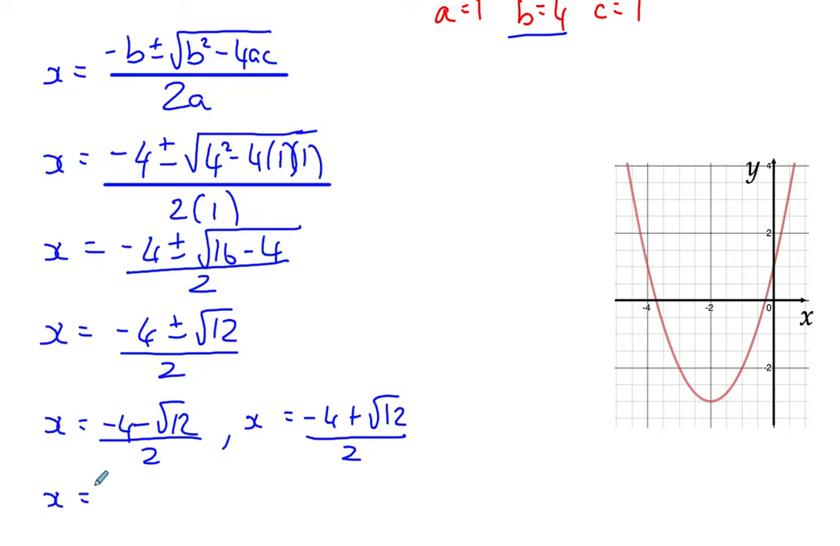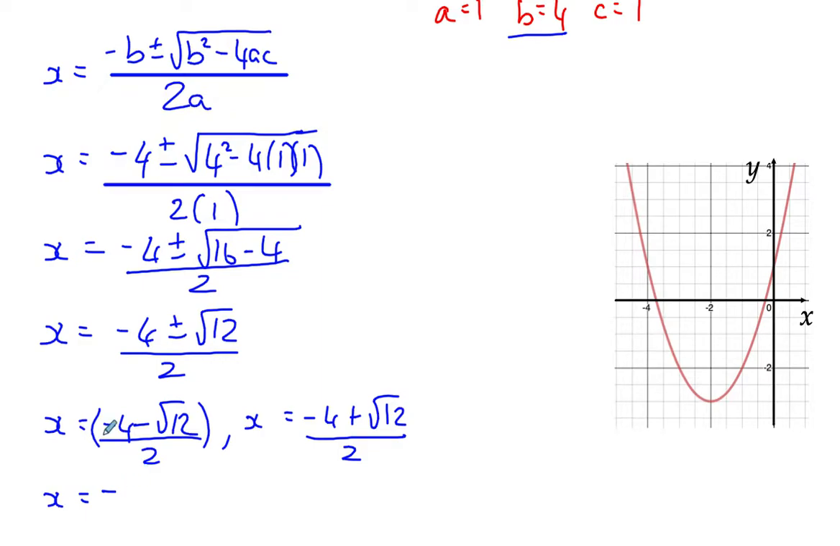There's a little warning about using your calculator. When you put negative 4 minus the square root of 12, press the equal sign at the end of that line, because if you just press divide by 2 after it, it'll only divide the root 12 by 2. Either that or put brackets round the top line in your calculator, and you should get negative.